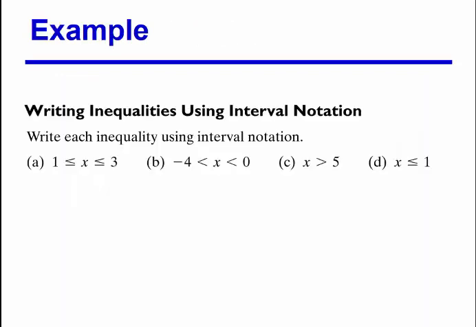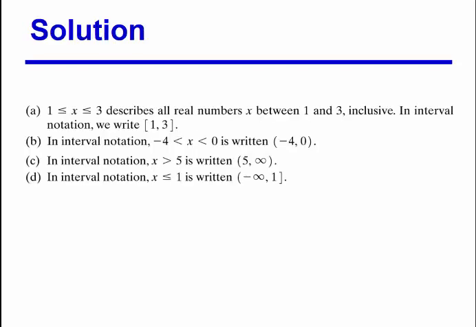So writing inequalities using interval notation, we're going to write each inequality using interval notation. So for a, we have 1 is less than or equal to x less than or equal to 3. For b, we have negative 4 is less than x less than 0. And for c, we have x is greater than 5. And then for d, we have x is less than or equal to 1.